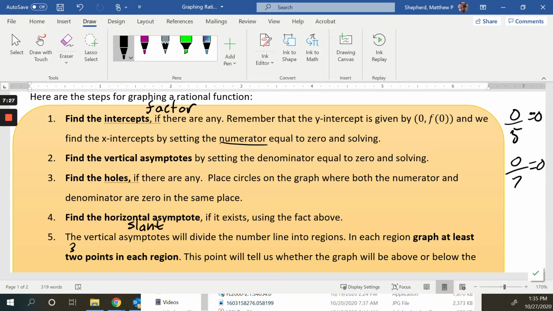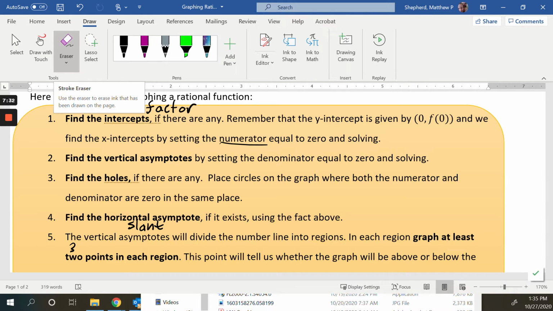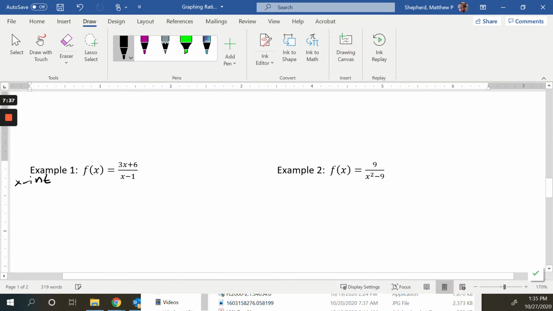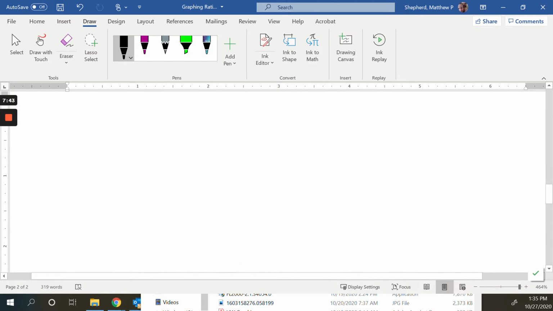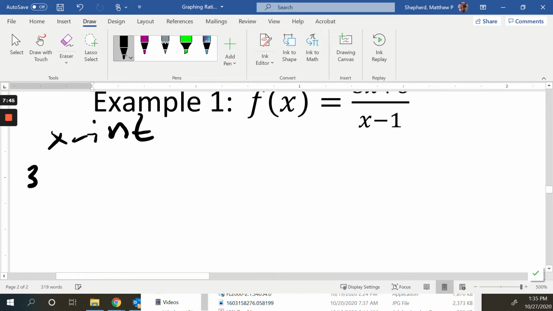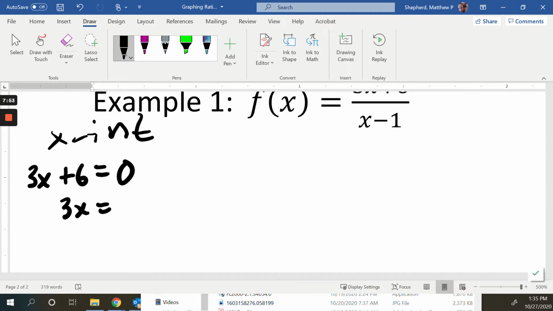Okay, so for the x-intercept, y has to be 0. When would the y equal 0? If the numerator is a 0. And that's why we do it. So here, my numerator is 3x plus 6. So I'm going to go ahead and put in 3x plus 6, and I want to know where that equals 0. Well, if we minus the 6 from both sides, and then we divide by a 3, we get negative 6/3, which is negative 2.